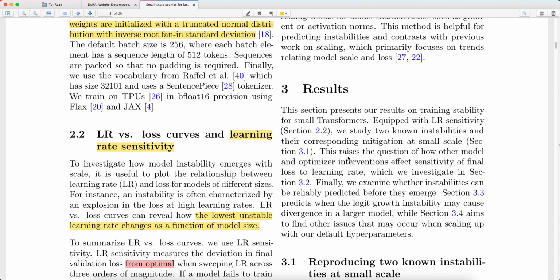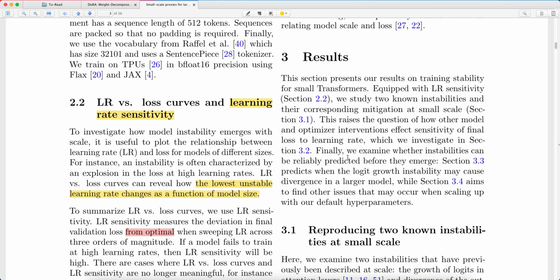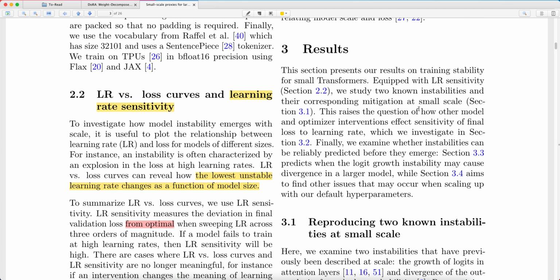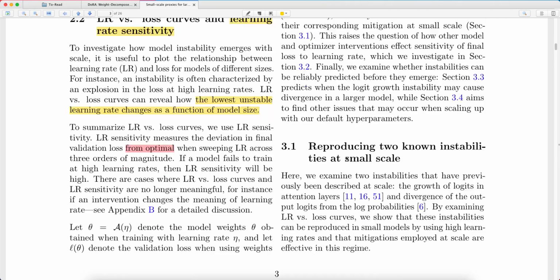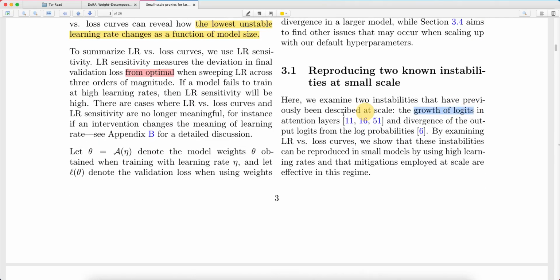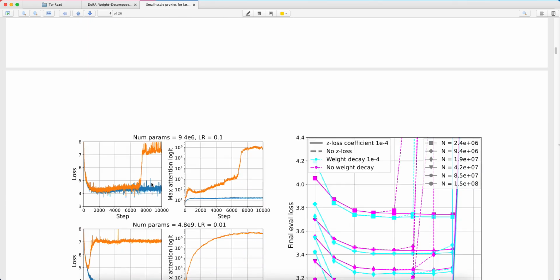Okay. Yeah, so this idea of predicting instabilities before they emerge. It predicts when the logit growth instability may cause divergence. All right, so let's go. Growth of logits in attention layers and divergence of the output logits from the log probabilities. Still don't understand that. By examining LR versus loss curves, we show that these instabilities can be reproduced in small models by using high learning rates and that the mitigations employed at scale are effective in this regime.